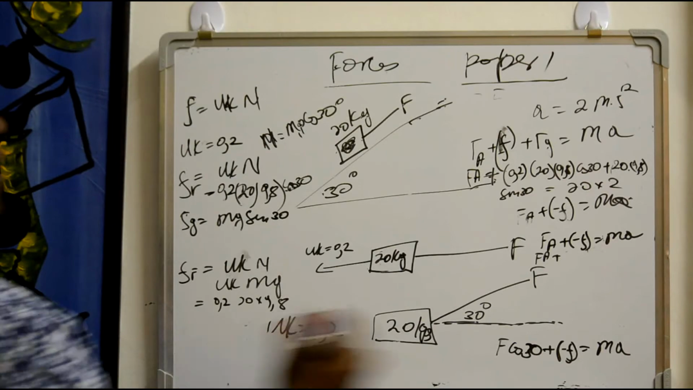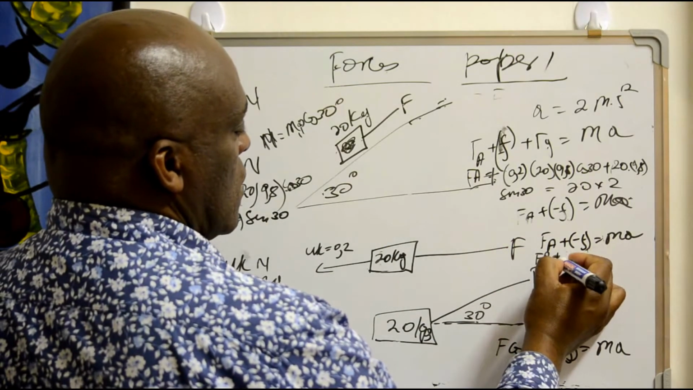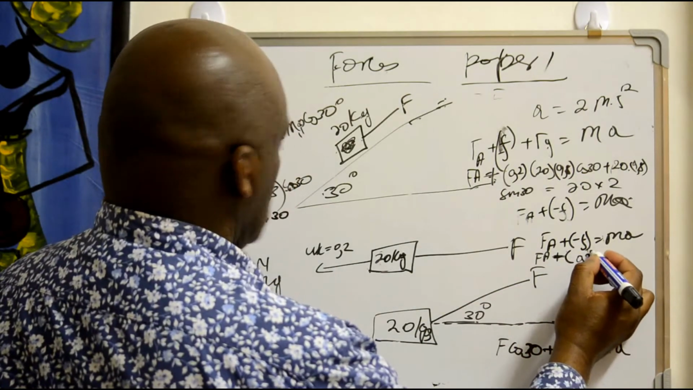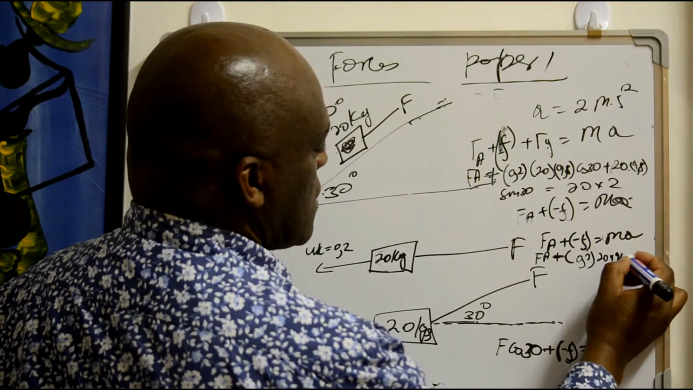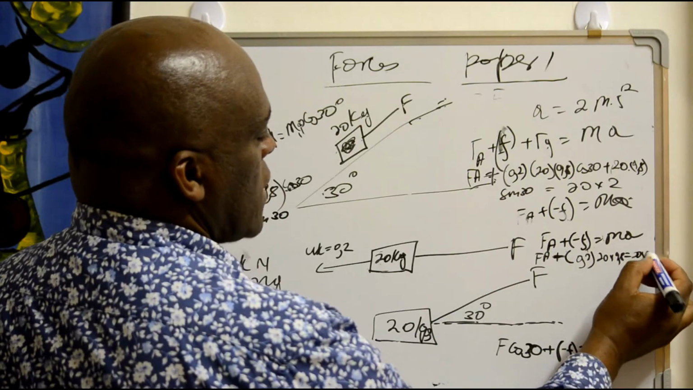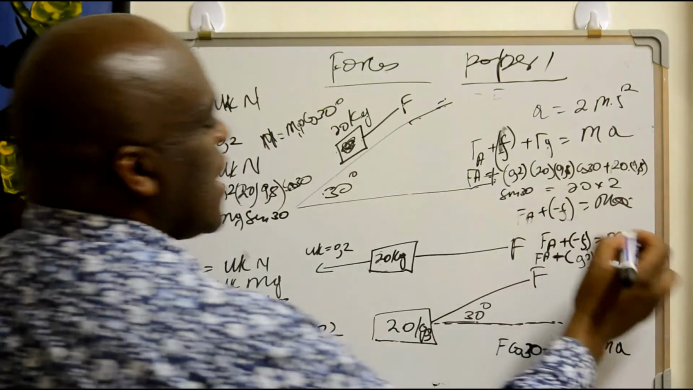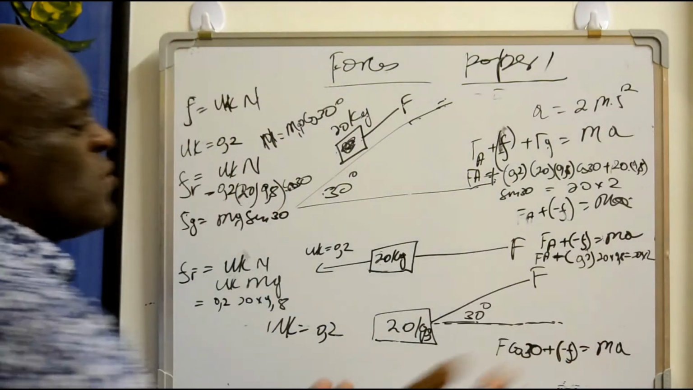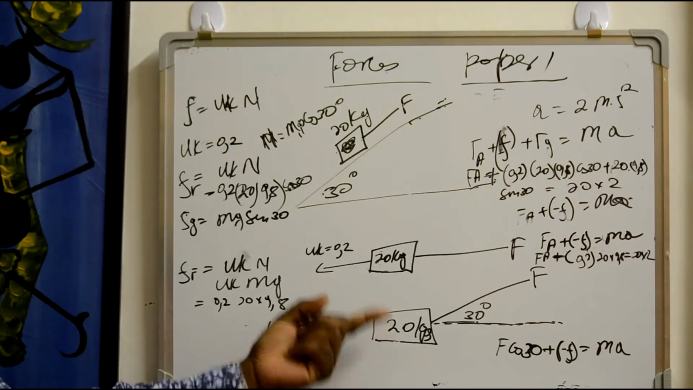So in other words, your friction is going to be negative 0.2 times 20 times 9.8. What is my mass? My mass is 20. What is my acceleration? Let's say for argument's sake, it is 2. So they have got the same acceleration. Then you calculate and get what you want. Let's come to this problem.